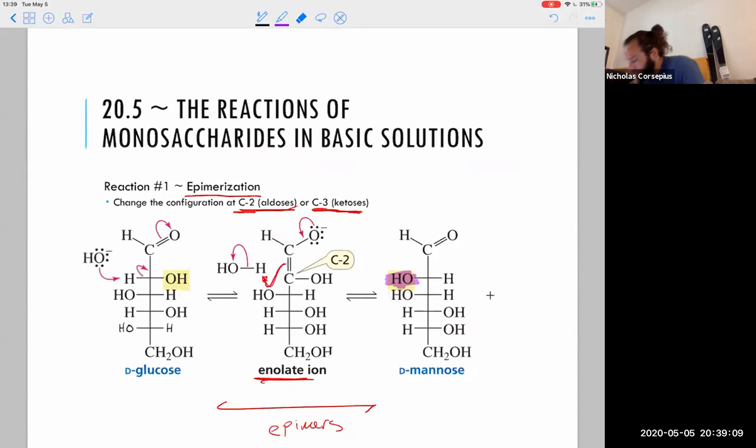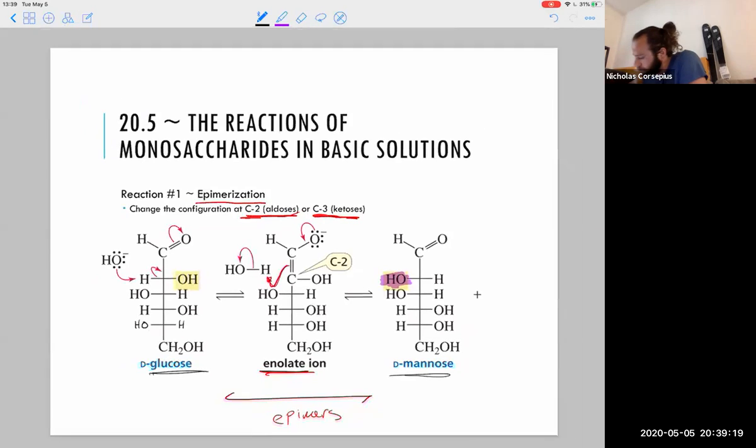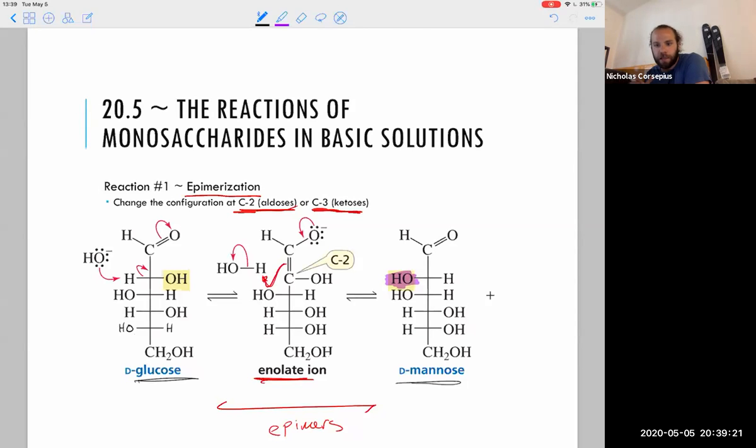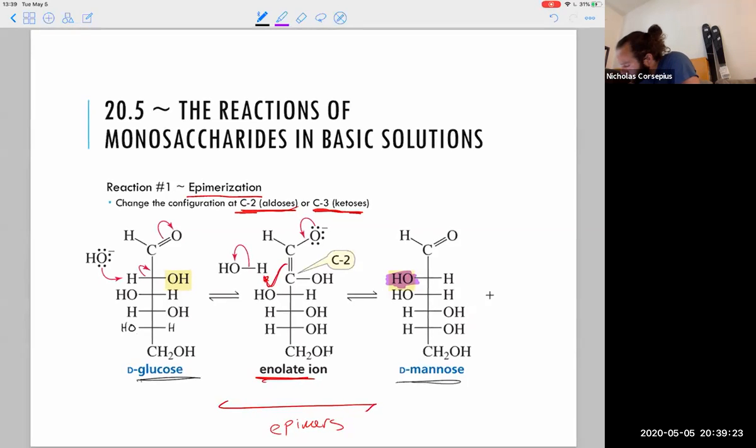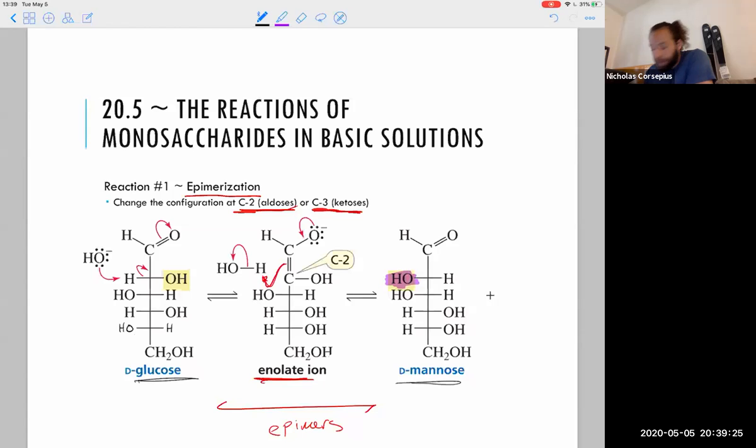All right. And notice that when your two epimers are considered different sugars, like one of them's glucose, one of them's mannose. Again, we're not going to bother memorizing names. Okay, so that's an epimerization. All right, reaction 1 we got to worry about.